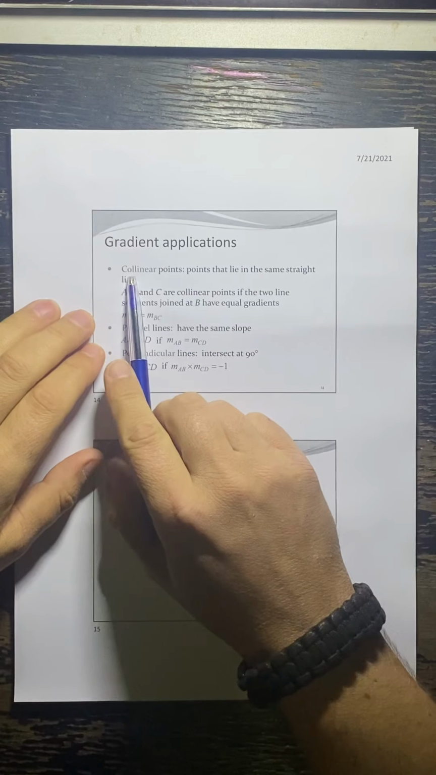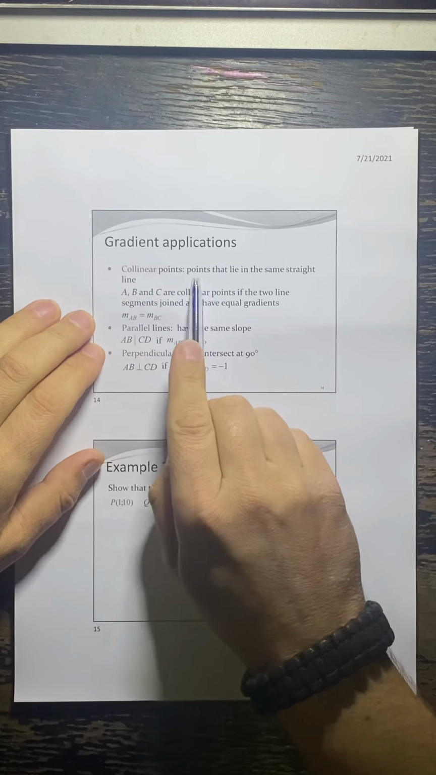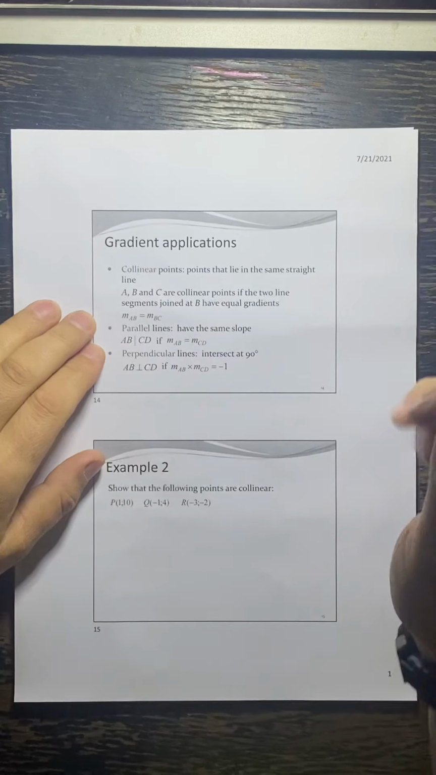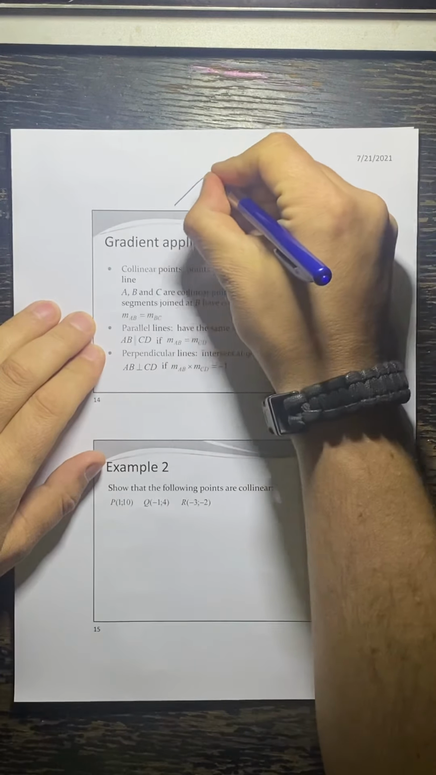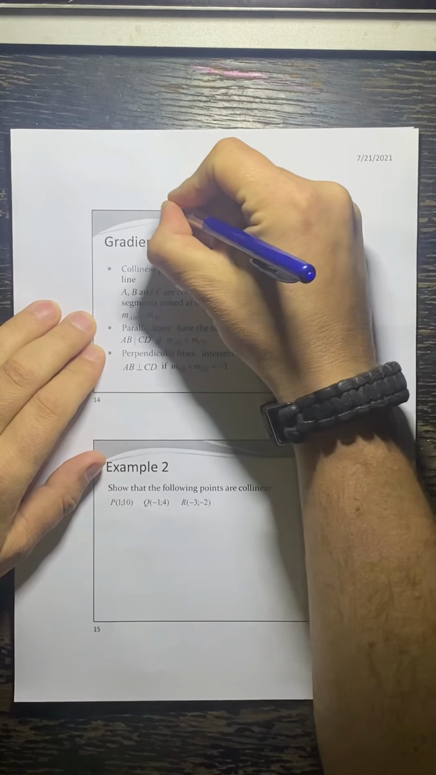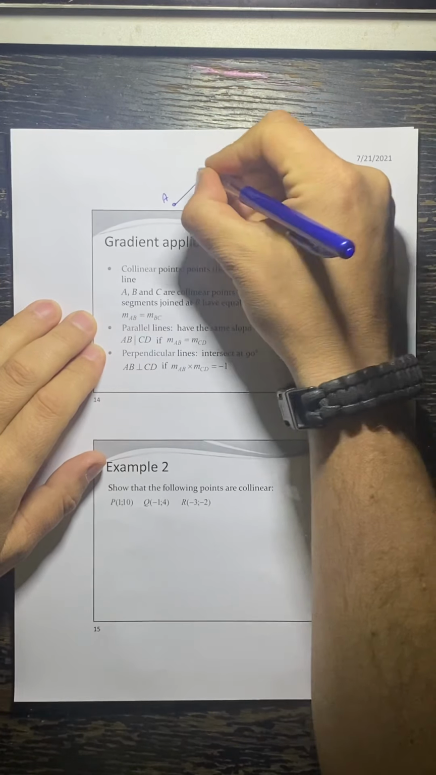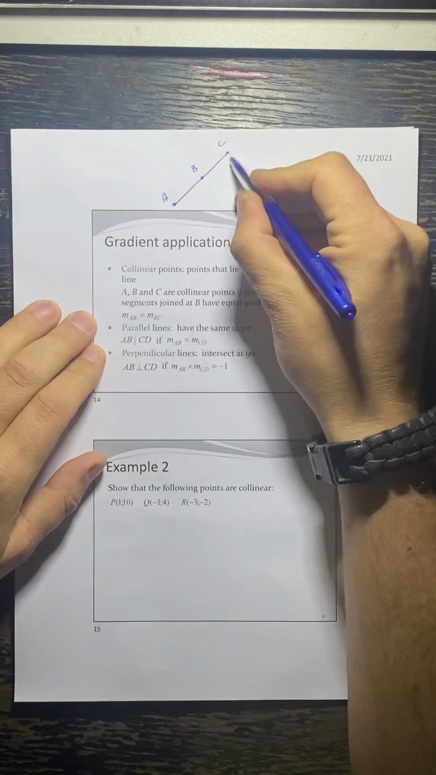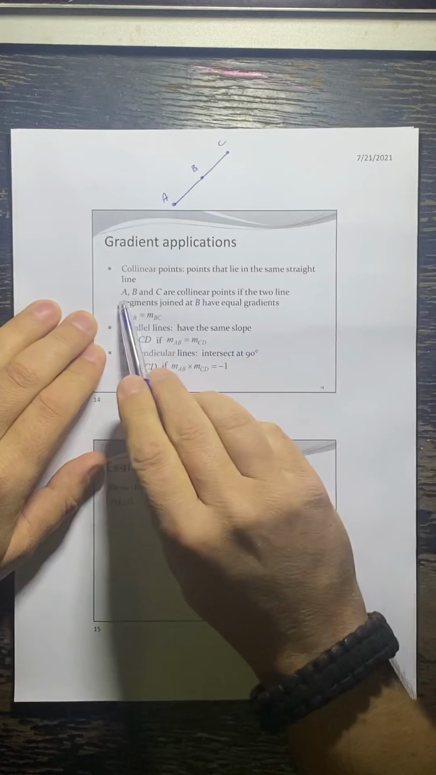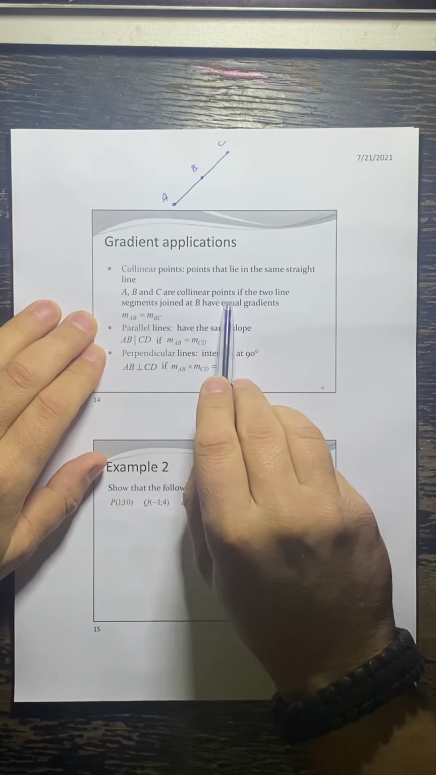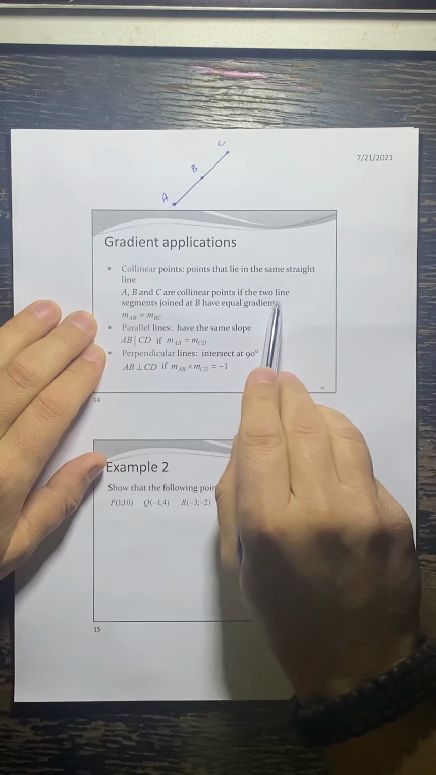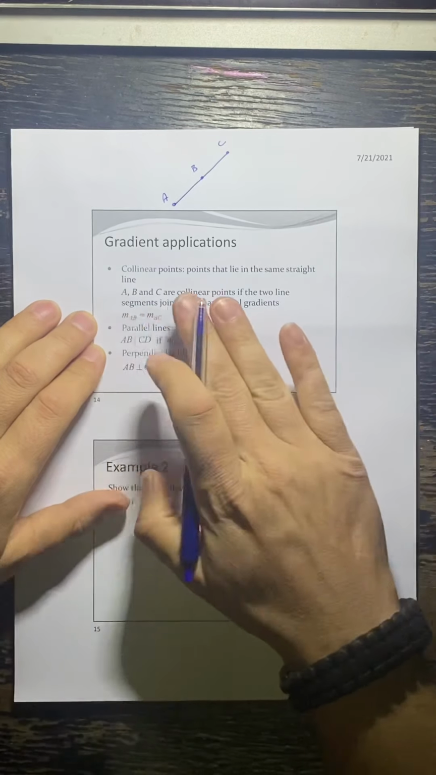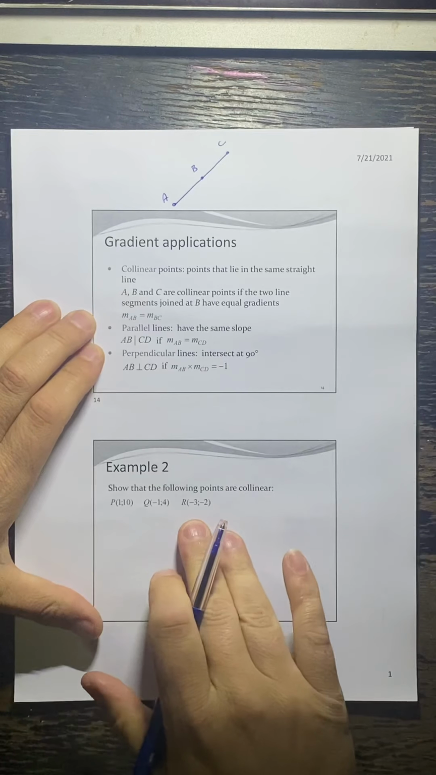The first point here is collinear points, points that lie in the same straight line. So all this means is if I had to draw a straight line, that just means some points A, B, and C all lie on that same straight line. Okay, so A, B, and C are collinear points if the 2 line segments joining at B have equal gradients. Now, don't worry about that. I will go through an example over here and show you.